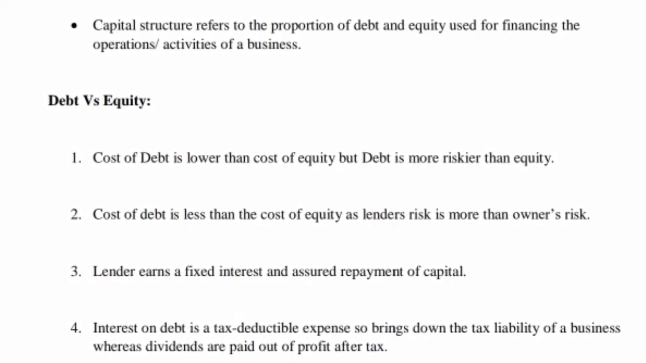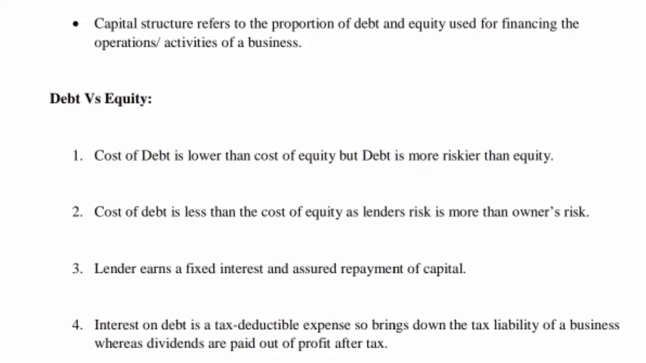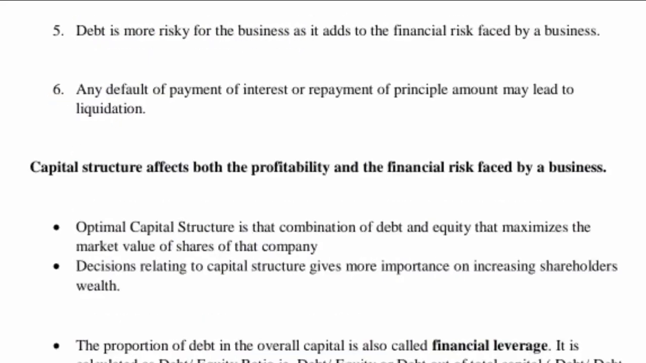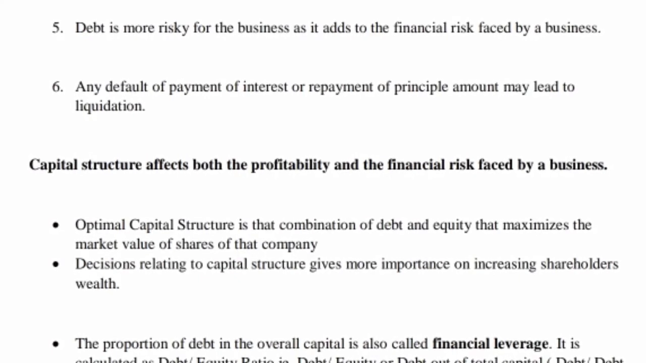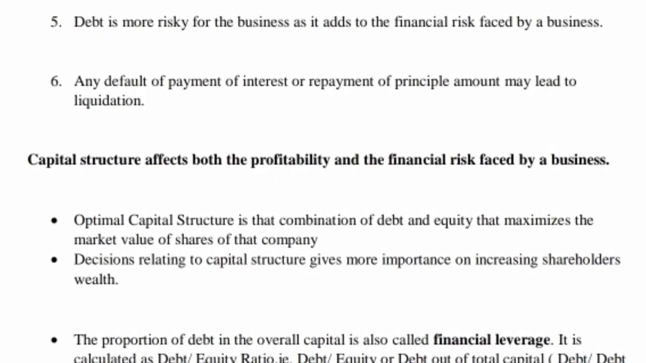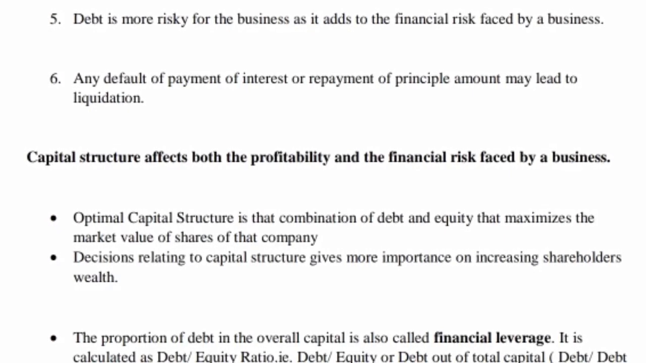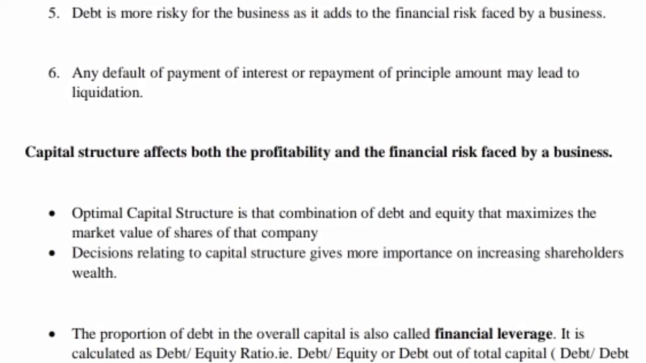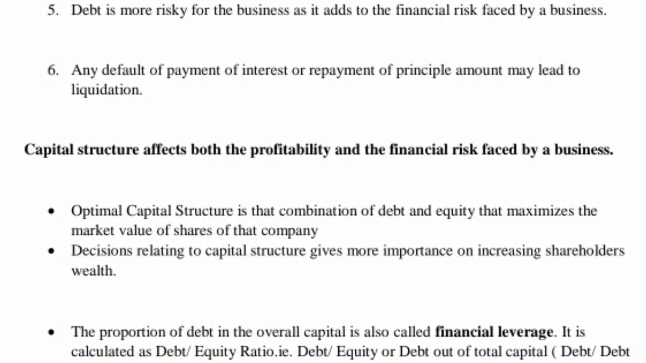4. Interest on debt is a tax-deductible expense, so it brings down the tax liability of a business, whereas dividends are paid out of profit after tax. 5. Debt is more risky for the business as it adds to the financial risk faced by a business. 6. Any default of payment of interest or repayment of principal amount may lead to liquidation.